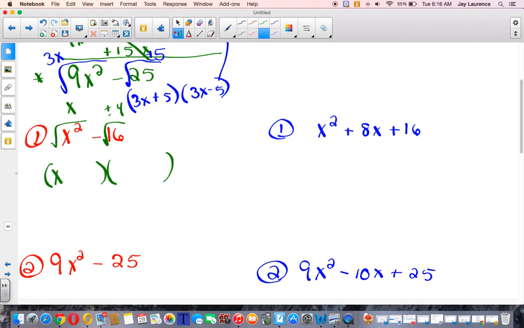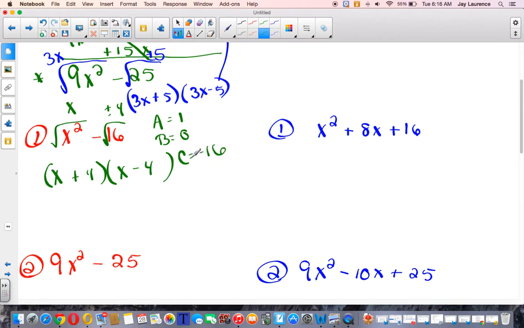We'll have an x plus 4 and an x minus 4. And that's it. Now, think about A, B, and C for a minute. A would have been 1, B would have been 0, and C would have been negative 16.